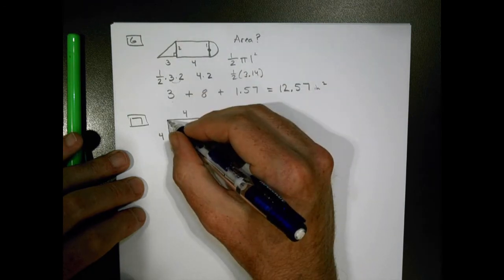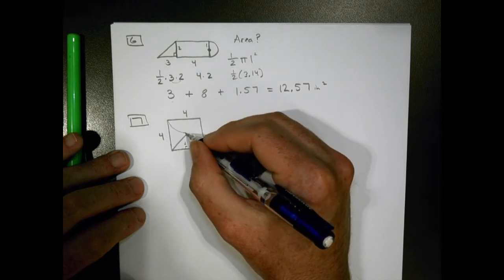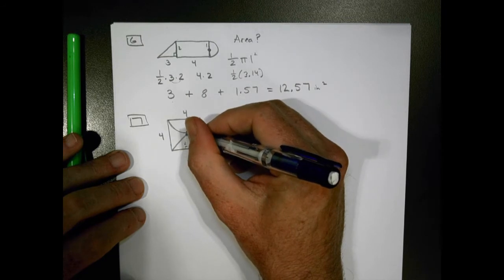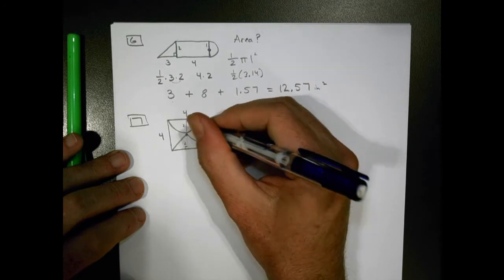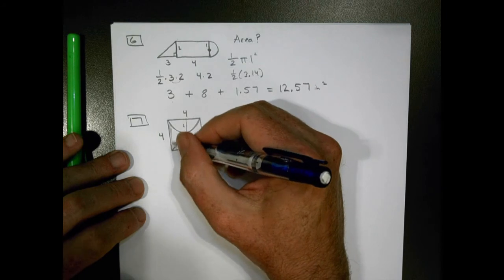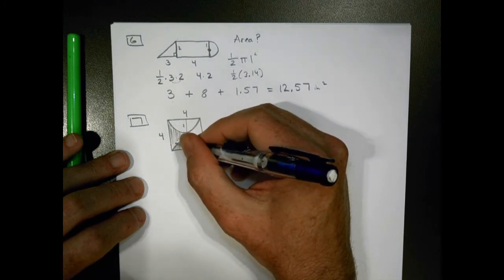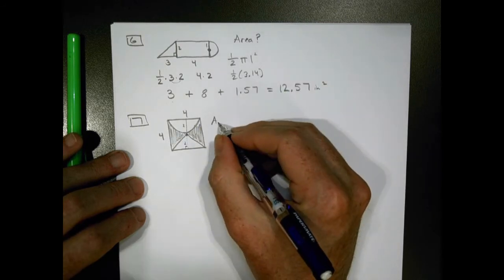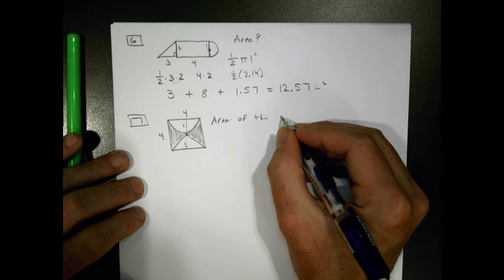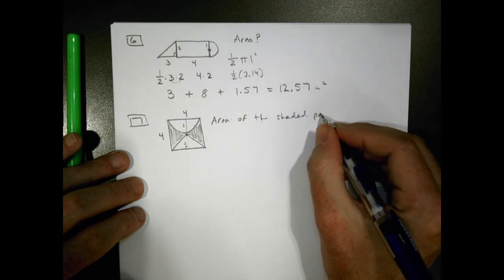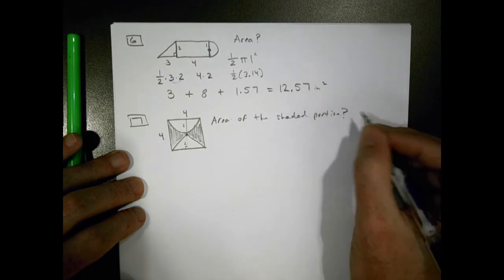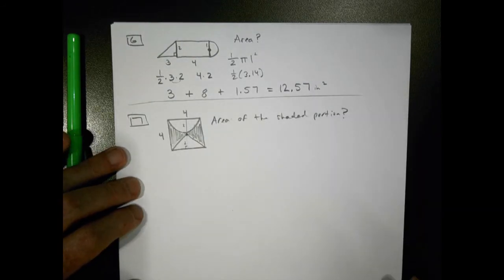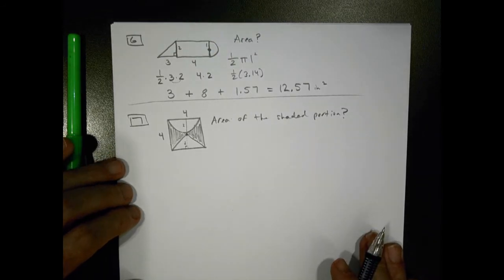And then I'm going to draw a semicircle right through there, which means it has a radius of what? 2. Okay, and we're going to color all this part in. This will be our shaded portion here. And the question is, what is the area of the shaded portion of that square? Okay, so that's our next little question there. I'll give you a moment to work on that, so pause yourself, give it a shot. We'll come back and check it in a second.